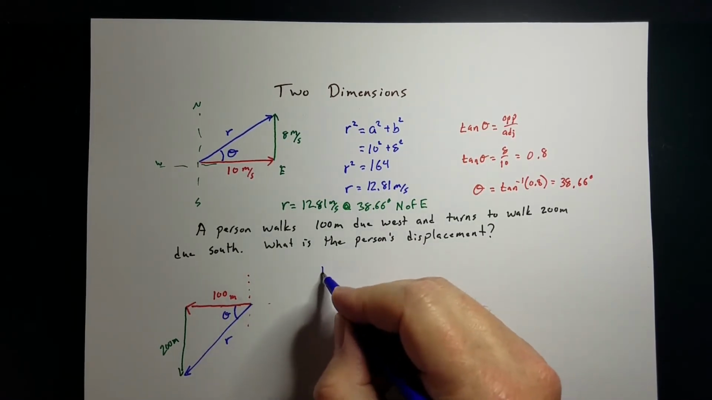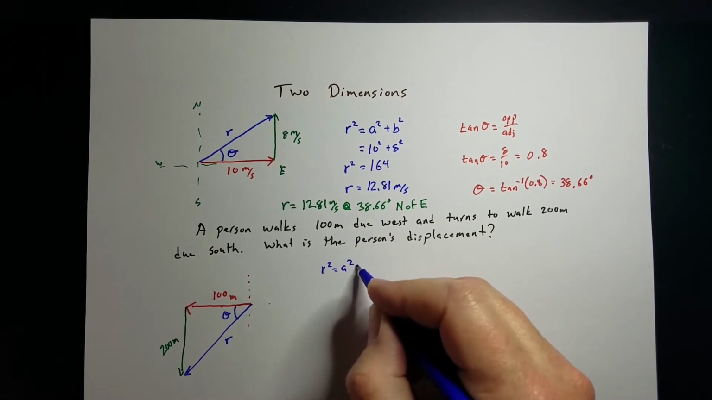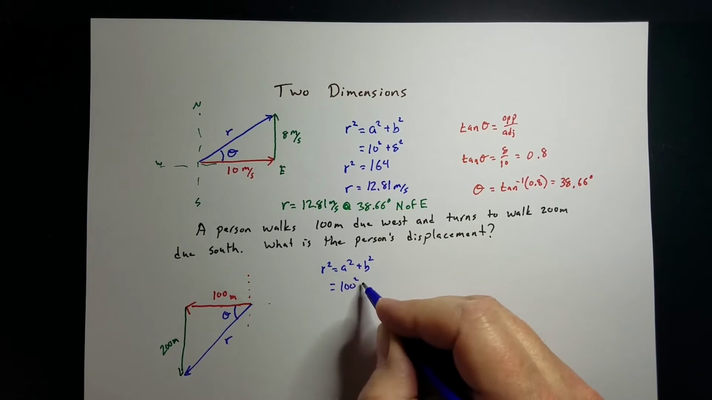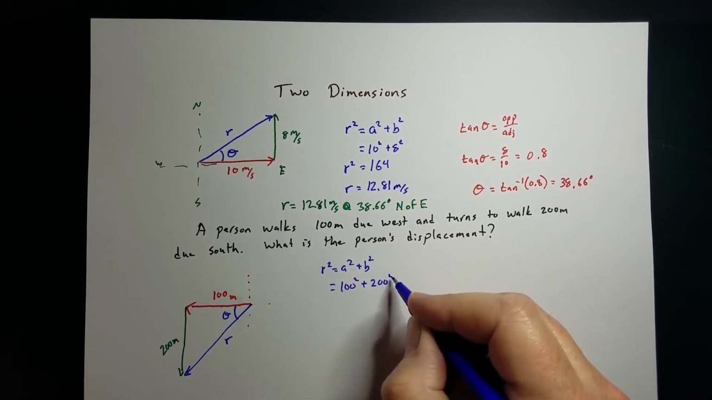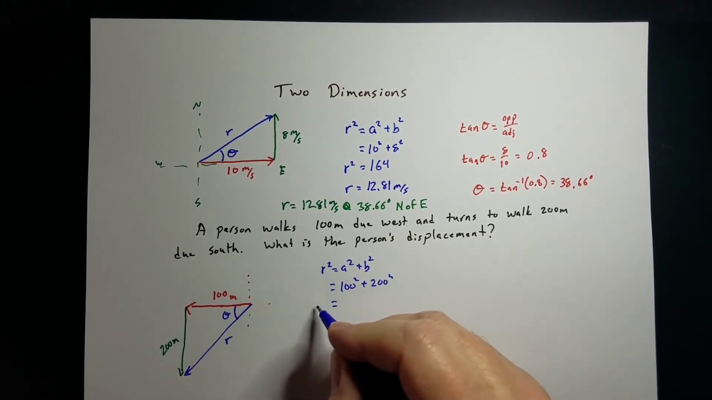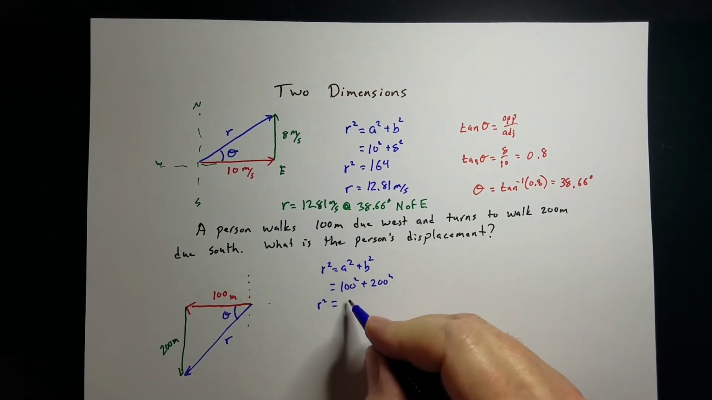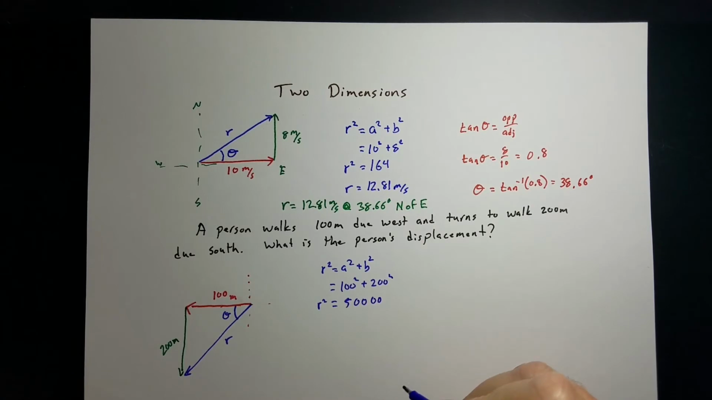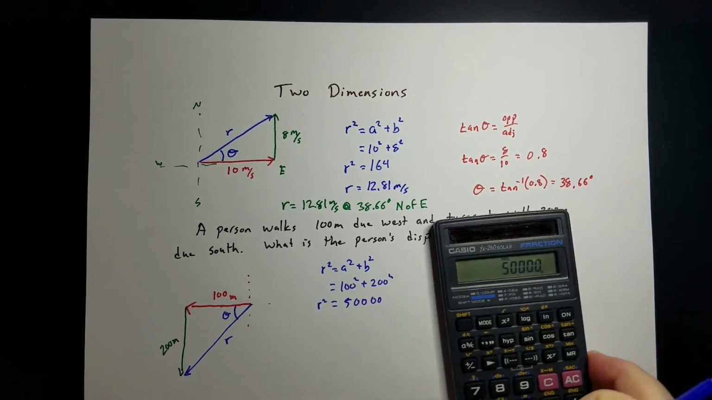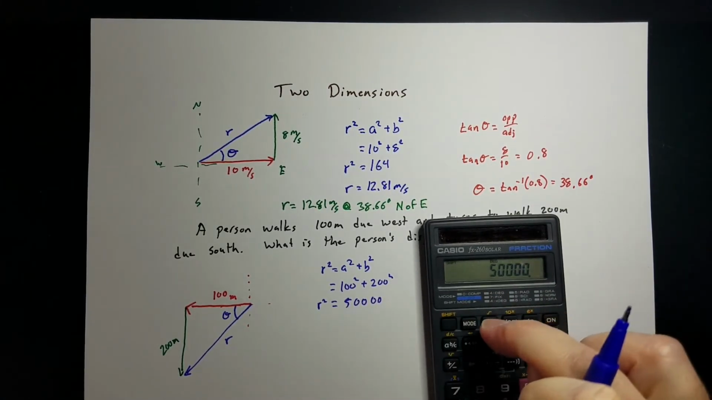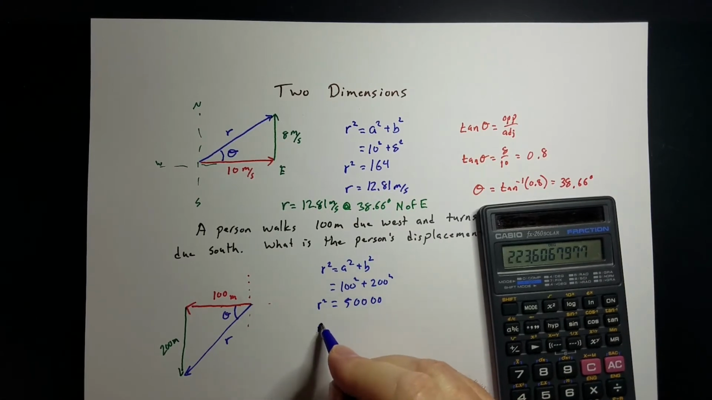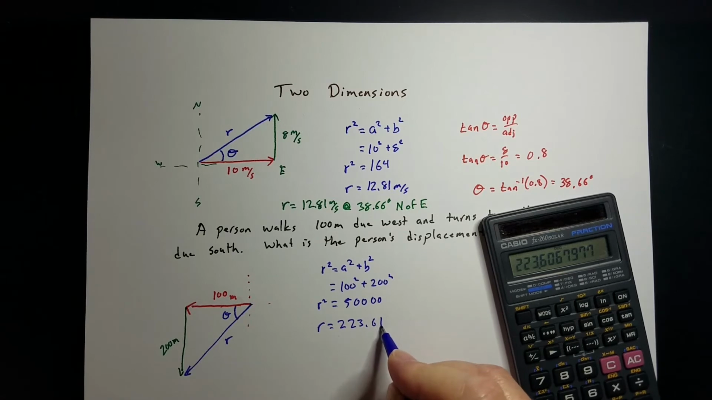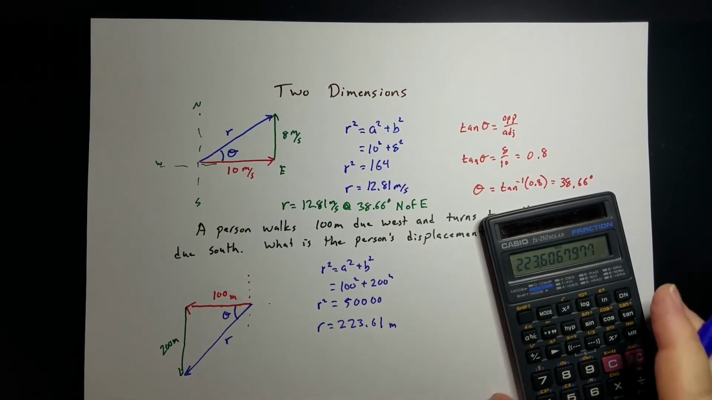So r squared equals a squared plus b squared. So 100 squared plus 200 squared. So that is 50,000. And then we take the square root of that, and we get that the resultant is 223.61 meters.